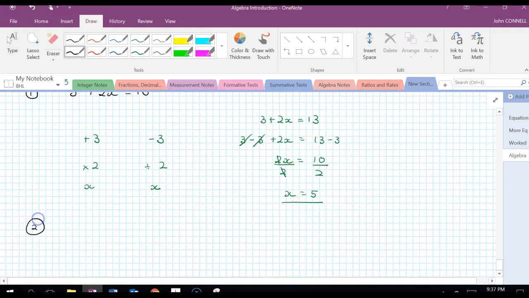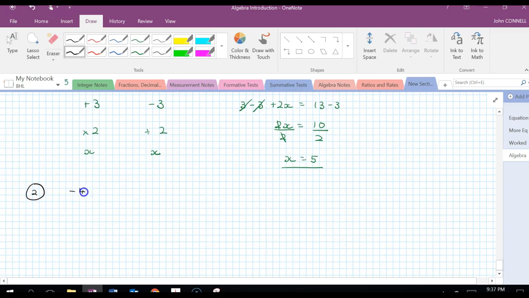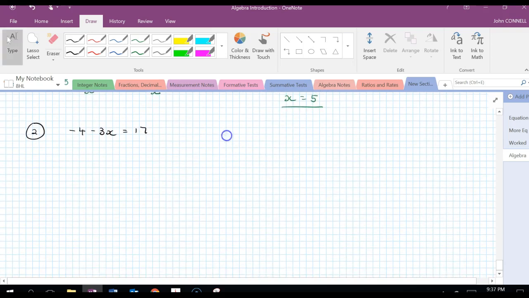In the second one, we have minus 4 take 3x is equal to 17. Now the way this is being built up is we've started off with x, we're multiplying it by minus 3, because this minus goes with the 3x. So we're multiplying it by minus 3, and then we're taking 4. So to undo this, I'm going to have to add 4, divide by minus 3, and that's going to give me x.